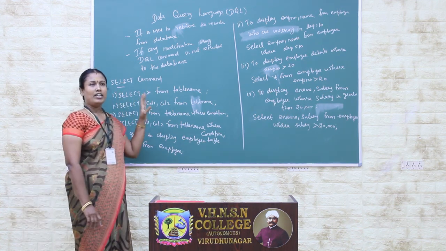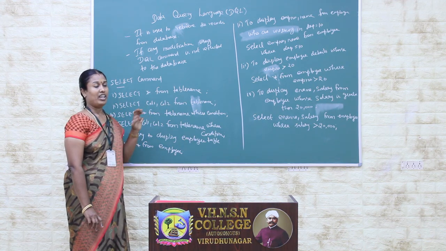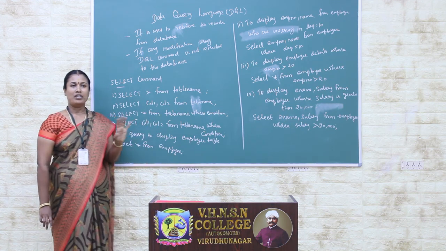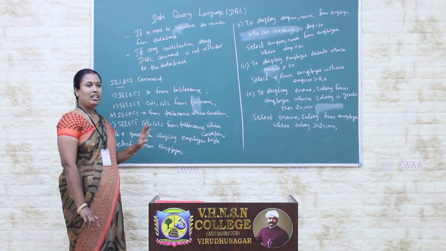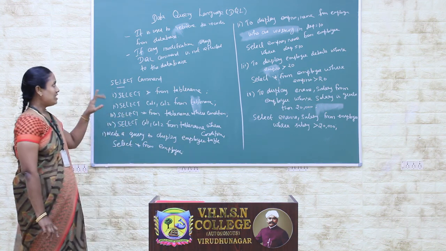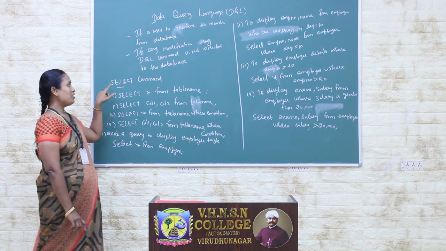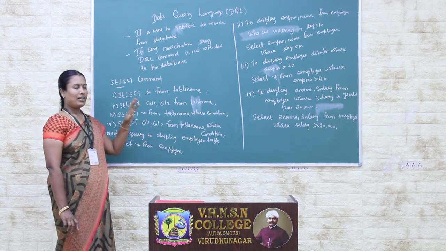In DQL, it is very useful to retrieve the records from the database. We are not able to make any modification within the database. It is mainly used to retrieve the records from the database only. In this DQL language we support only the SELECT command. The SELECT command is used to retrieve the records from the database.